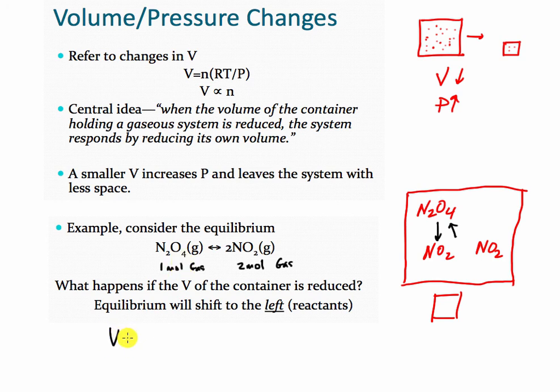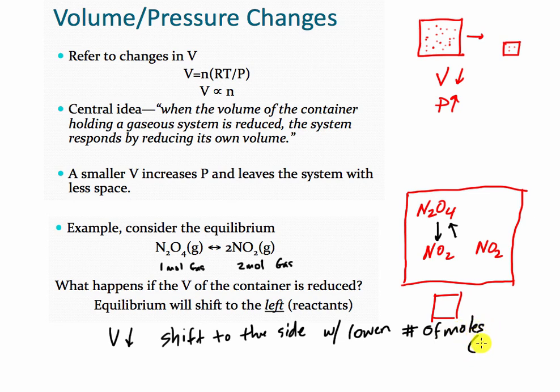So I like to think of it as: volume goes down, shift to the side with the lower number of moles. Make sure that this is of gas. Okay, so if I have a larger volume, it shifts to the larger side, the higher number of moles. Okay, we'll look at some more examples in class, but that's just the general idea of how it works.